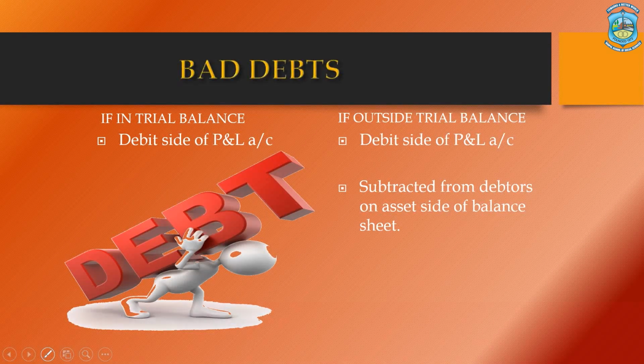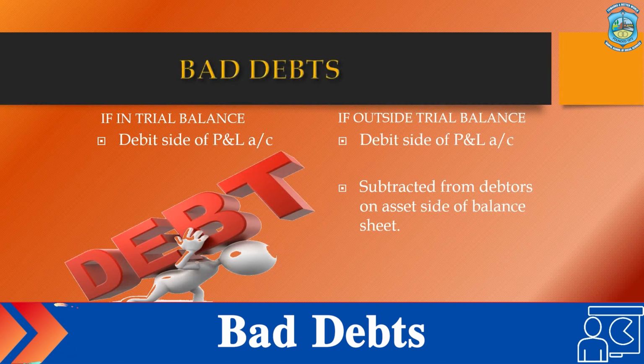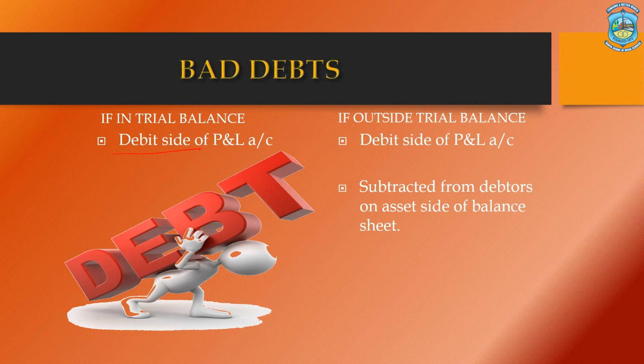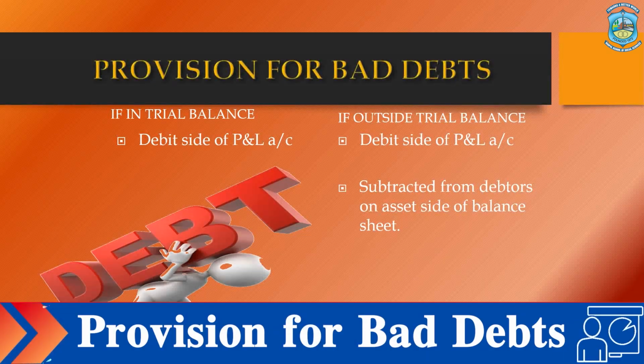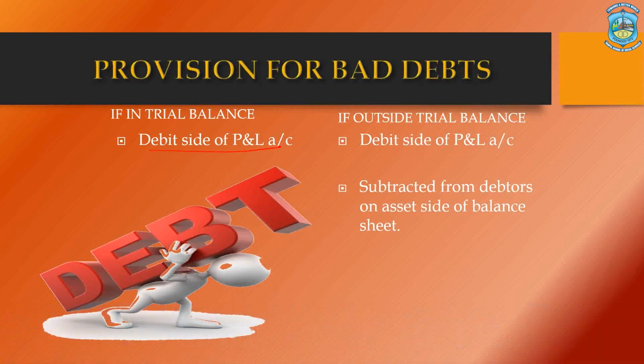Next, bad debts. Very important adjustments. If bad debt is given inside the trial balance, it will come on the debit side of P&L. If bad debts are given outside the trial balance, the first effect will be the debit side of P&L. The second effect will be subtracted from debtors on the asset side of the balance sheet. Provision for bad debts: if it is given inside the trial balance, it will come on the debit side of P&L. If it is given outside the trial balance, it will be shown on the debit side of P&L, and the second effect will be subtracted from the debtors on the asset side of the balance sheet.